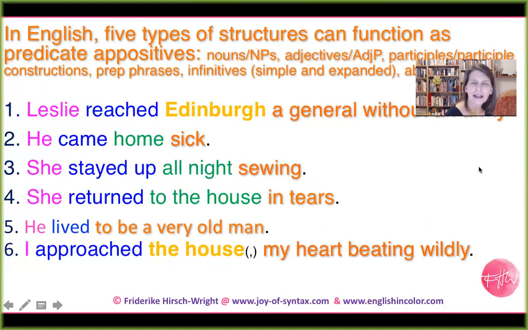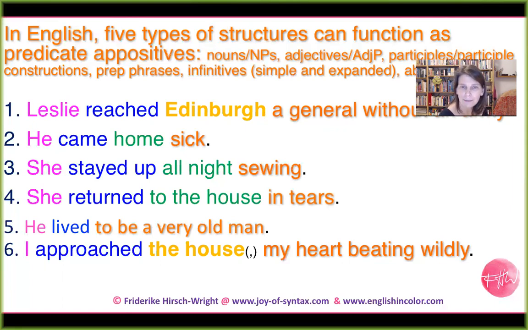In English, there are five types of structures that can function as predicate appositives, and they are nouns or noun phrases, adjectives or adjective phrases, participles or participle constructions (some people say participle phrases, and for some that's anathema), prep phrases, infinitives, both simple and expanded, and absolute phrases. Okay, here are examples in the order of the structures that I read.